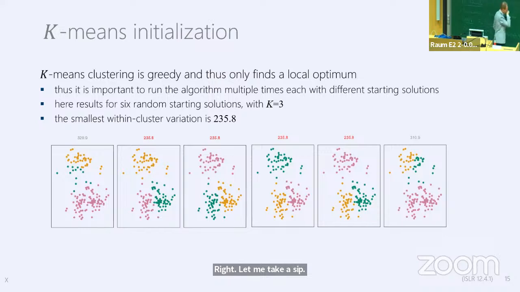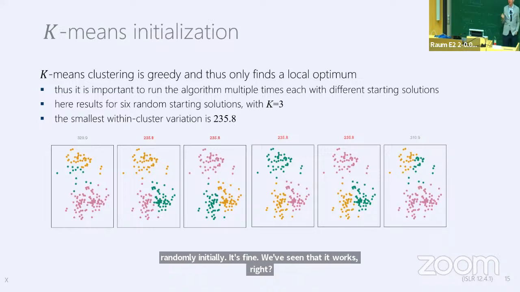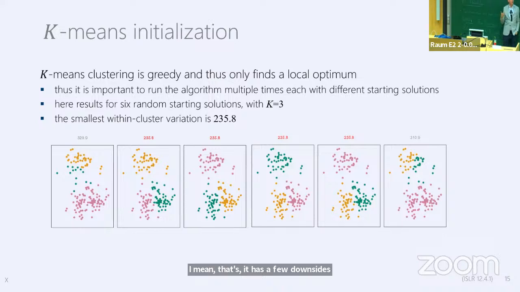Although on paper, assigning points completely randomly initially, it's fine. We've seen that it works, right? It has a few downsides. I'm not after the fact that, well, you have a random result. You need to run it multiple times. That is something we can't really get away with, right?